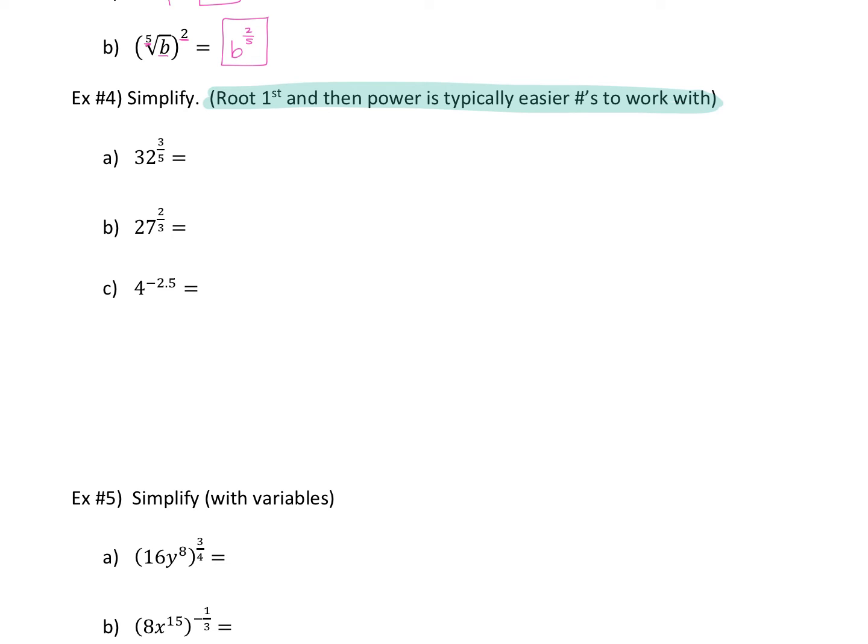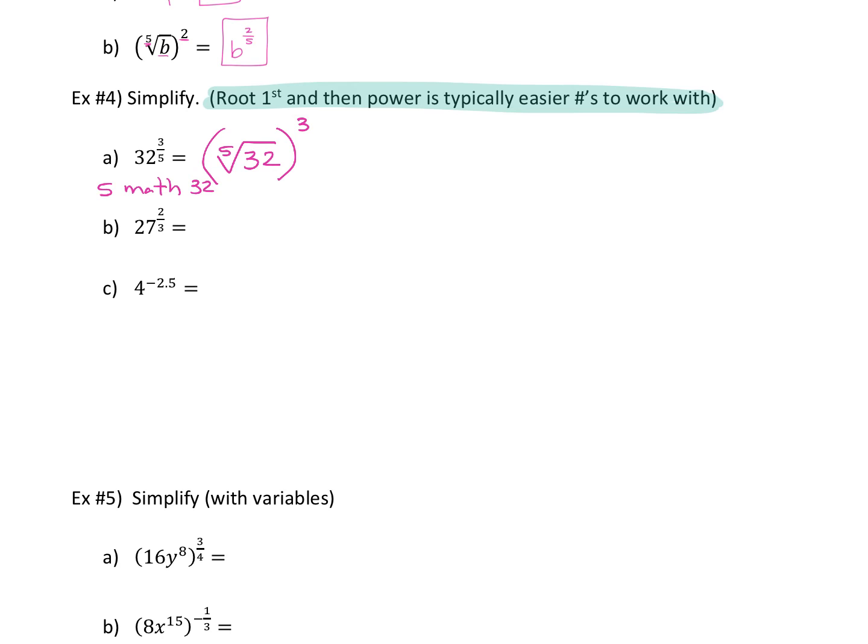Okay, so letter A here, 32 to the 3/5 power is like saying the 5th root, oh, let's get a pen back. The 5th root of 32, okay? And then we're going to take that number to the 3rd power. So the 5th root of 32, and again, if you want to plug in the 5th root of 32, you're going to go 5 math 32, right? That's the 5th root of 32.